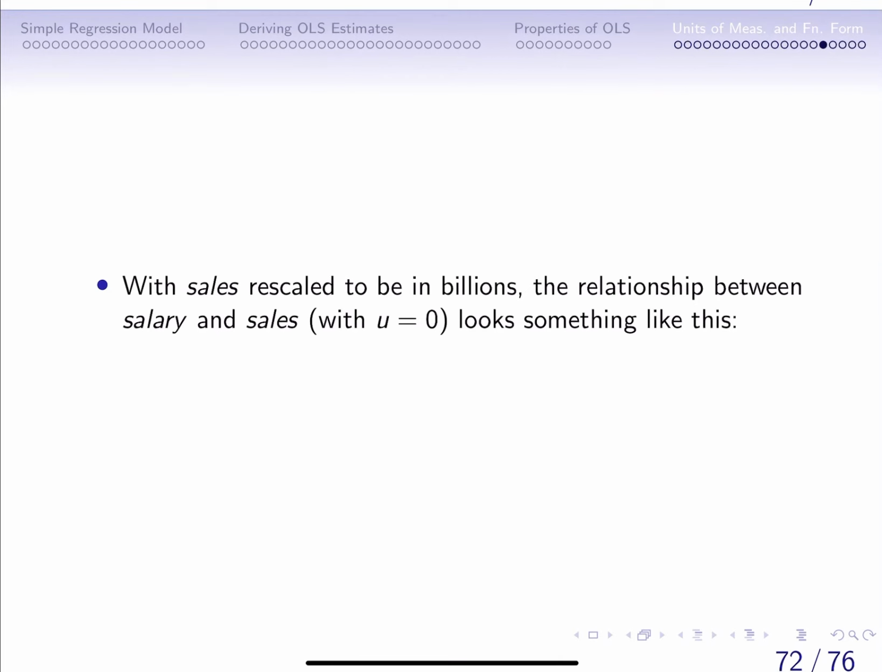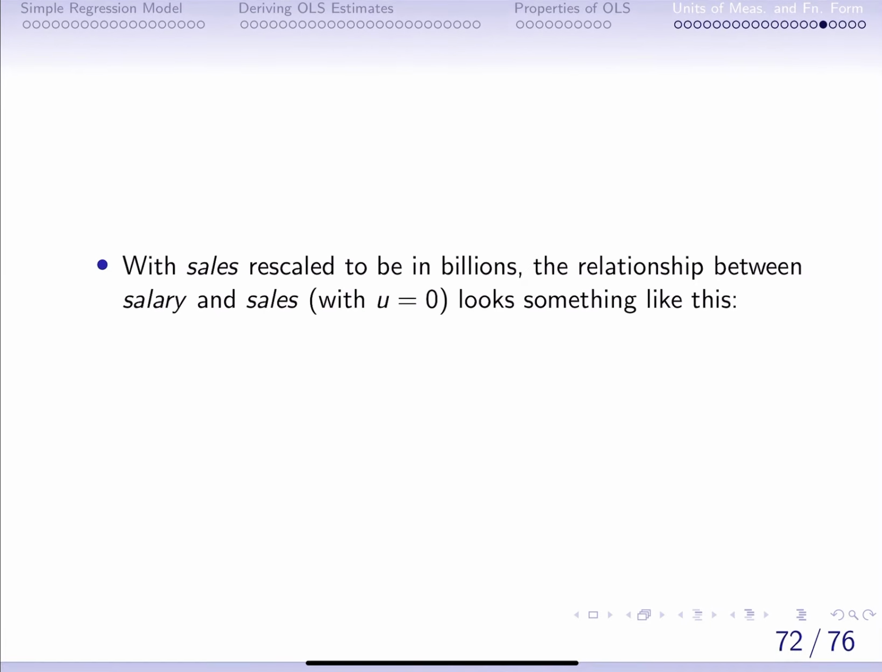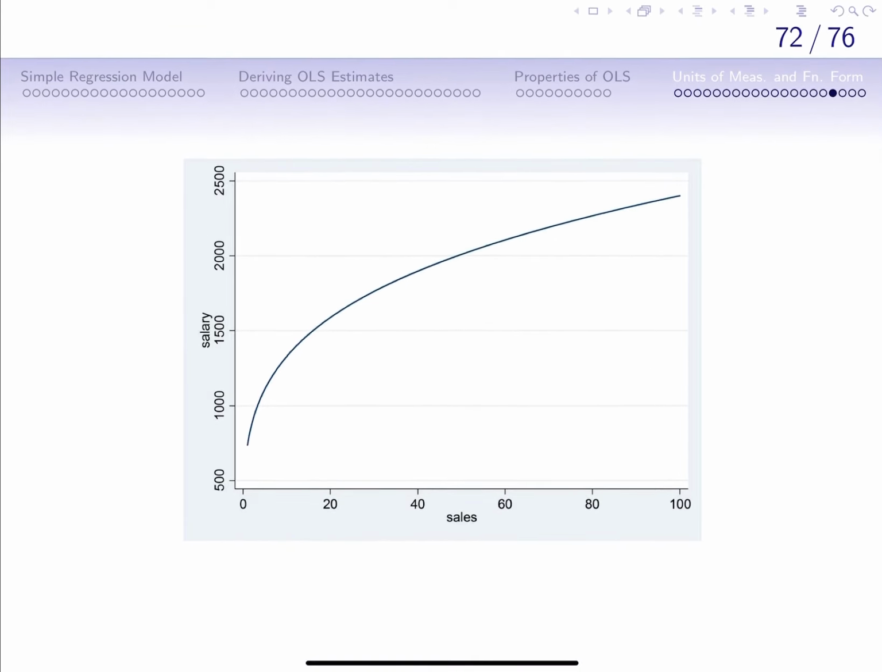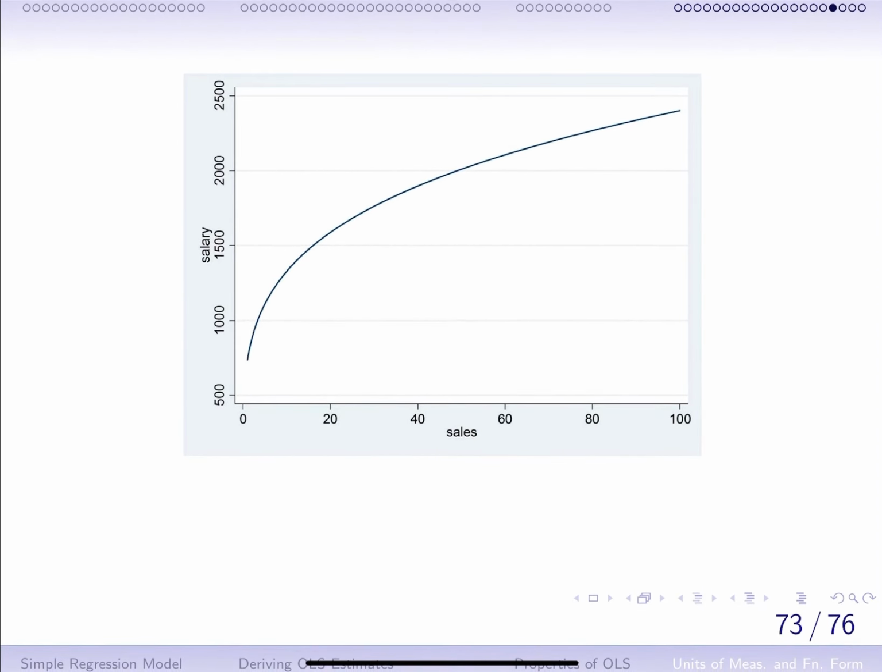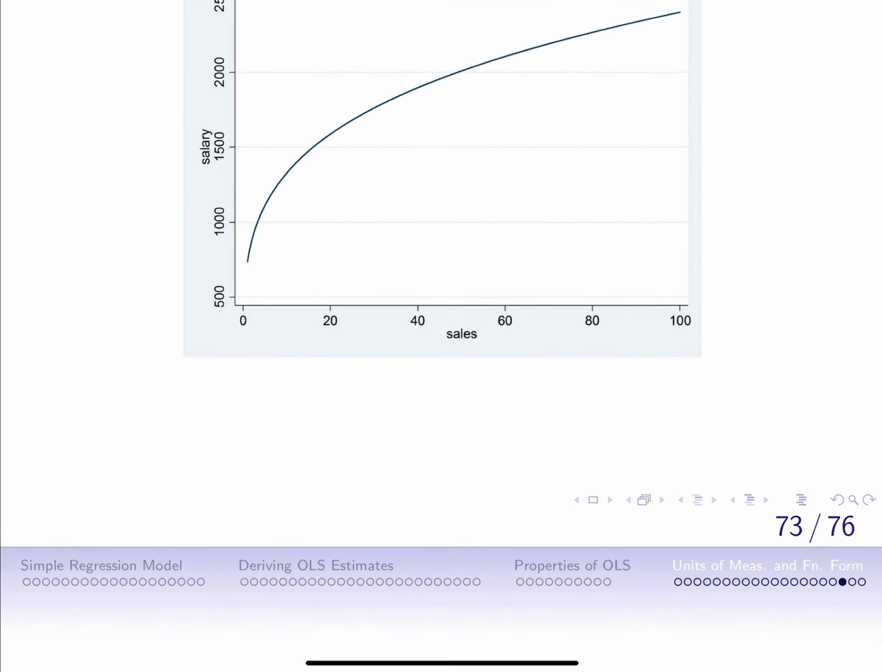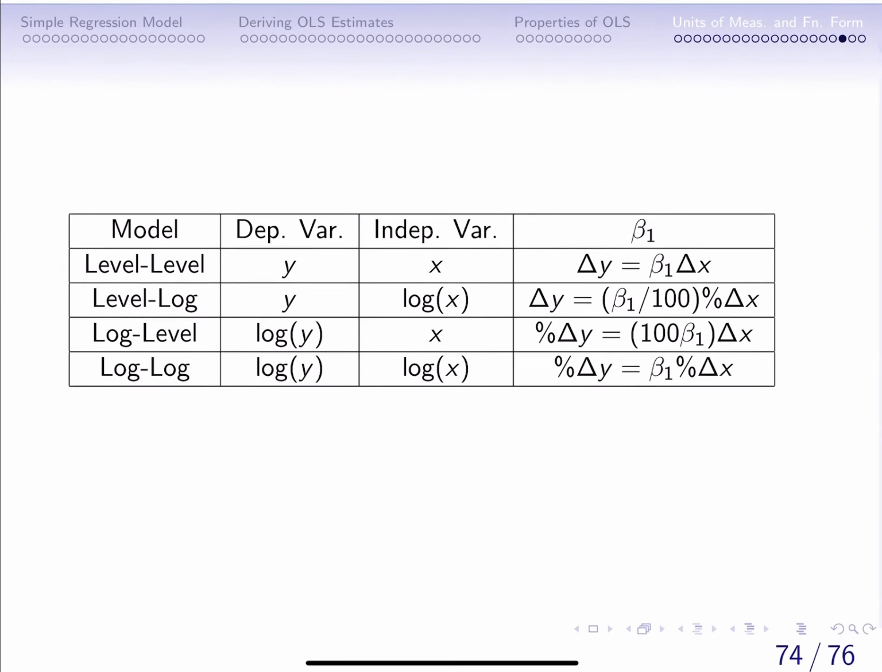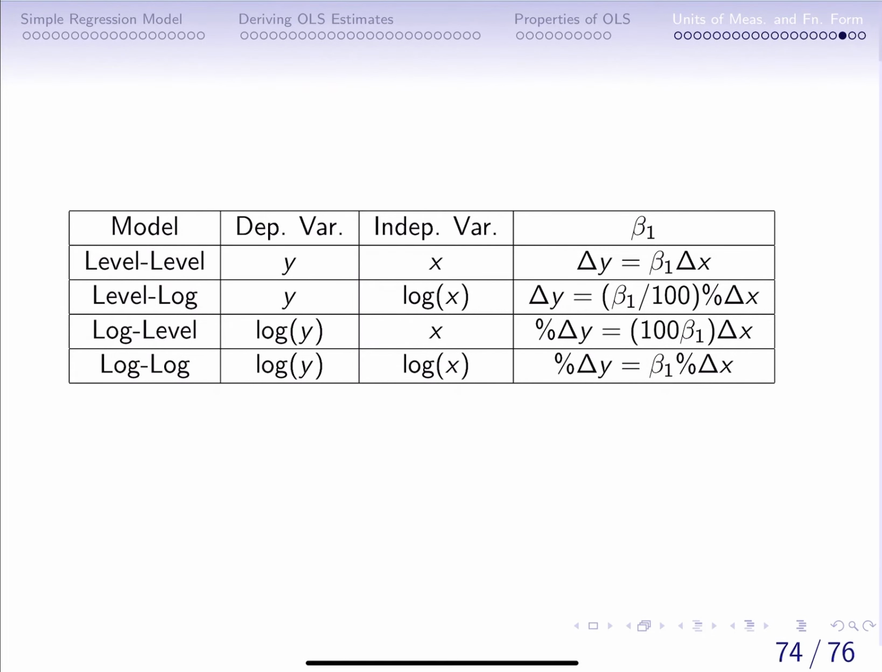So when you rescale it and look at the relationship between salary and sales, you might find that the association is positive, which makes intuitive sense. But again, it's not a straight line. So you're noticing that we're capturing that non-linearity in that relationship.